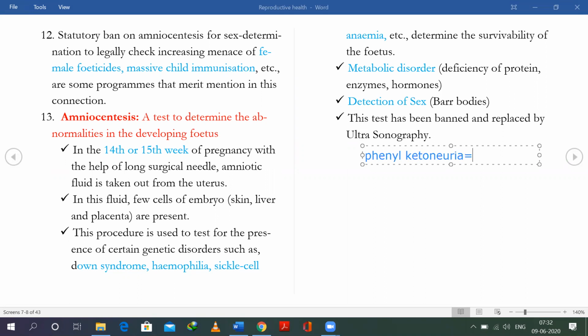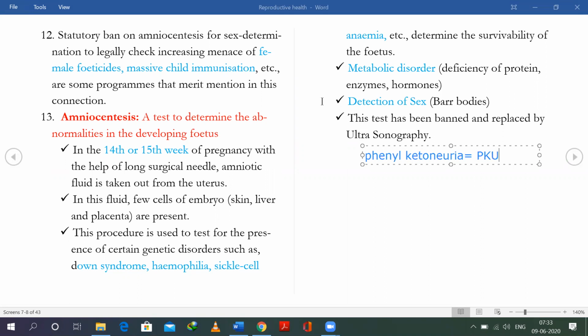Phenylketonuria, or simply PKU. We have a separate study on this in the genetics chapter. We'll be dealing with phenylketonuria there. It is also a metabolic disorder, so that also we will get to know.